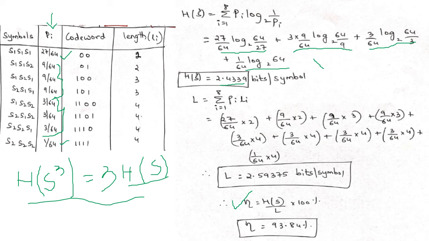Either you can use this method, which can be done by referring to this table, or using 3 into h of s. Based on the derivation we did for nth order extension, for nth order extension, the entropy is given by n into h of s. Similarly, for third order extension, n value is 3, so we'll have 3 into h of s.